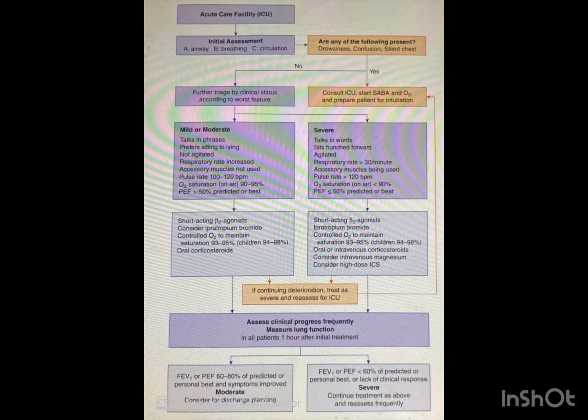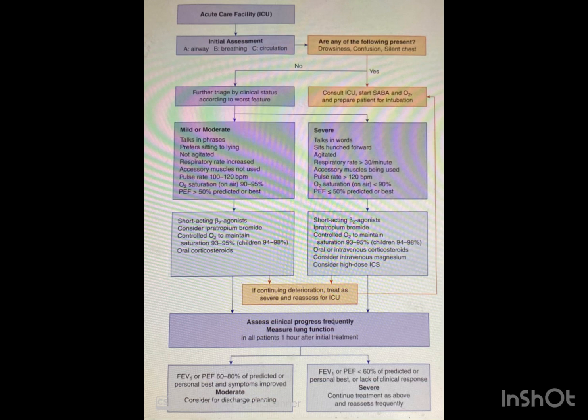If the patient is talking in words, sits hunched forward, is agitated, the respiratory rate is greater than 30 per minute, accessory muscles are used, the pulse rate is greater than 120, oxygen saturation is less than 90% and the PEF is less than 50%, then we'll consider it as severe.